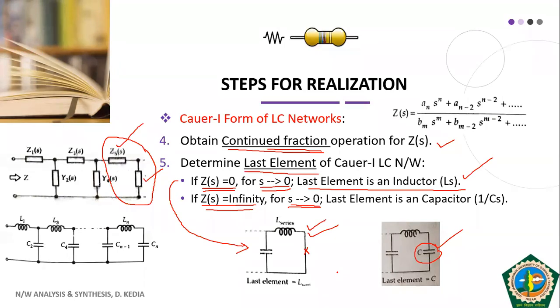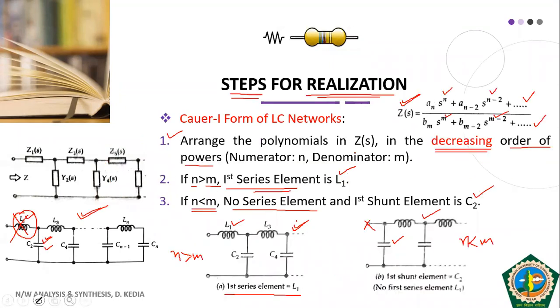That's it. So this is the procedure for the Cauer 1 form of LC network. Firstly, we will identify the first element. How will we identify the first element? By looking at the powers of n and m, and it is very easy: if n is greater than m, your first series element is an inductor. Otherwise, the inductor will not be there, and the first element will be a shunt capacitor.